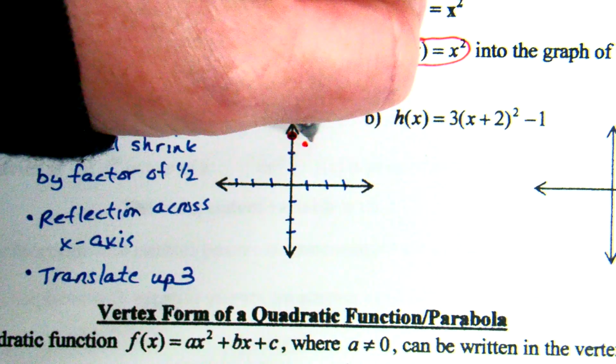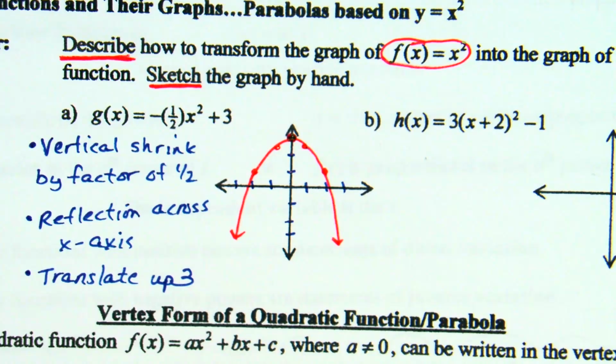Wait, why is it 1 and 1/2? Because of the shrink. Our normal XY chart on a parabola was 0, 0, 1, 1, and 2, 4, because it's x squared, right? You're squaring each x value. But the vertical shrink of 1/2 takes each y value and cuts it in half, or multiplies it by 1/2. So that's why instead of 1, 1, I did 1, 1/2. Instead of 2, 4, I did 2, 2.